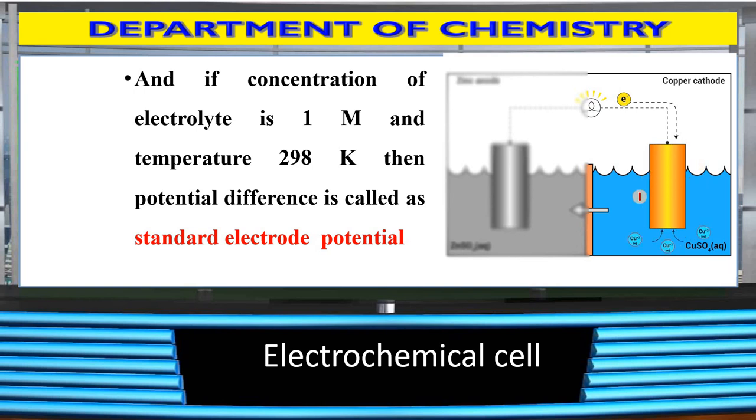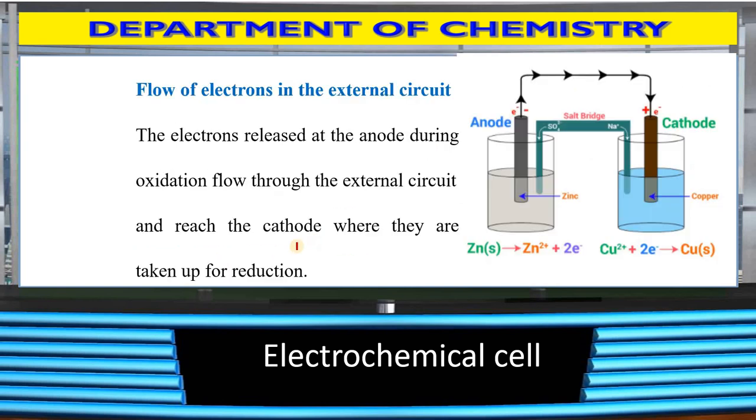Potential difference means the capacity to transfer electrons from the metallic rod. When that potential is observed in the reduction half cell, it is called a reduction potential. When it is observed in the oxidation half cell, it is called an oxidation potential. And when the concentration of the electrolytic solution is 1 molar and the temperature is 298 Kelvin, then that potential difference is called the standard electrode potential.